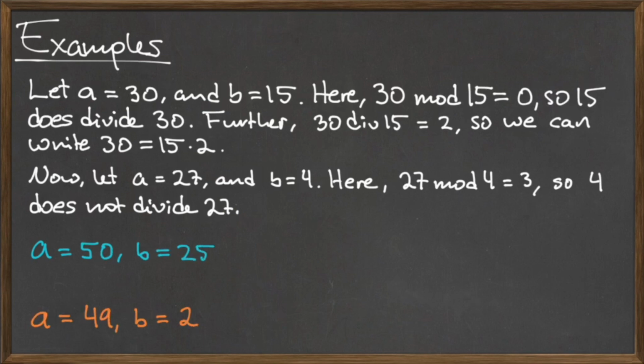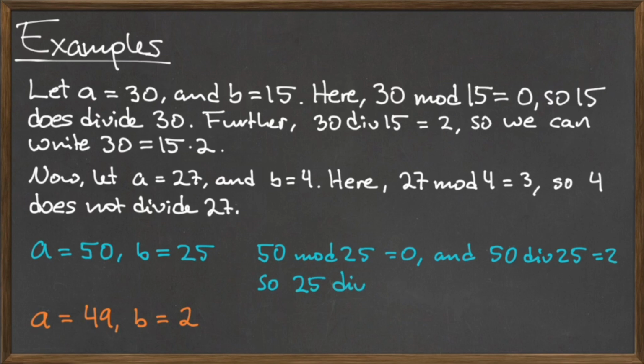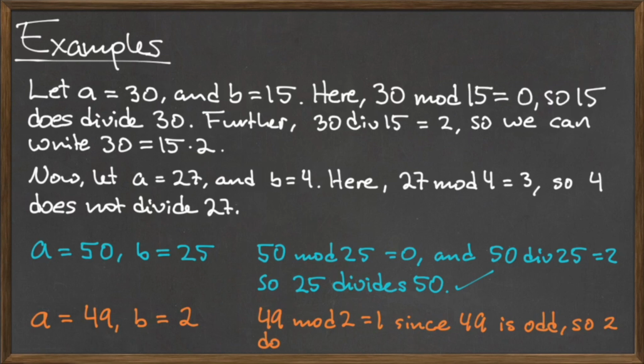Try these two examples on your own. Calculate a mod b first, and if the answer is 0, calculate a div b. For a equals 50 and b equals 25, 50 mod 25 is equal to 0, so 25 is a divisor of 50. The quotient 50 div 25 is equal to 2. For a equals 49 and b equals 2, we see that 49 mod 2 is equal to 1, which is not 0, so 2 is not a divisor of 49.